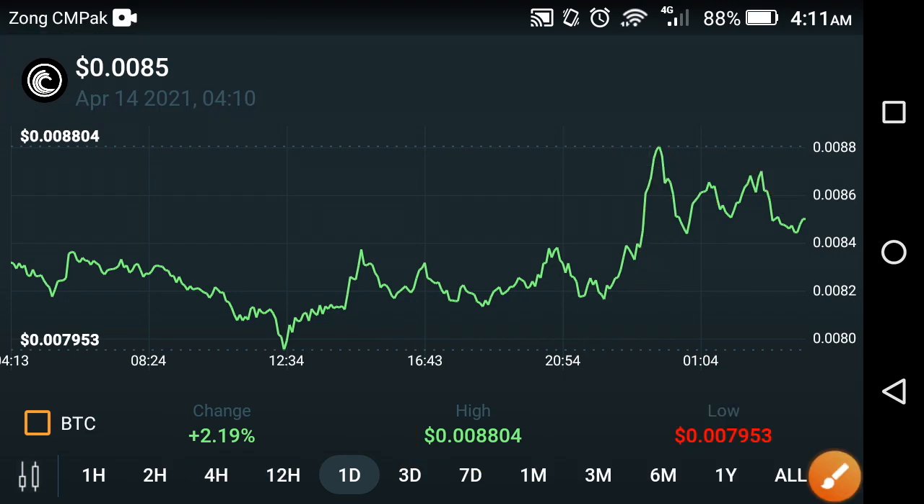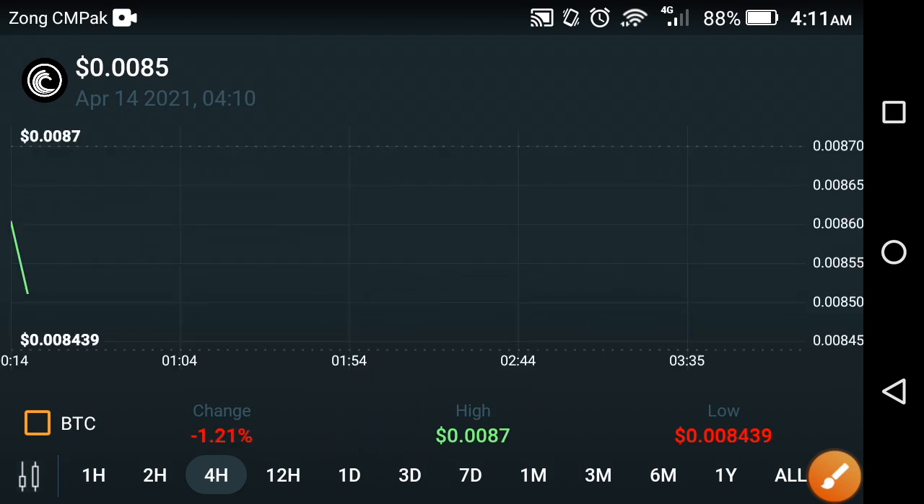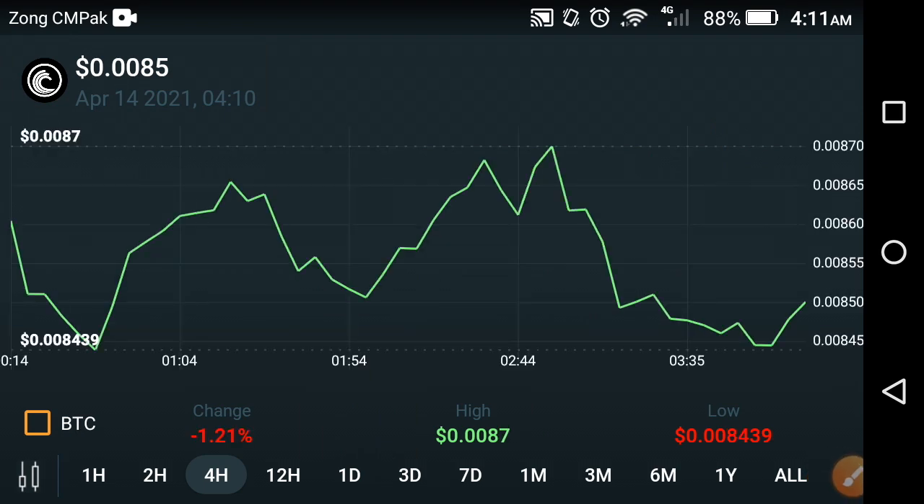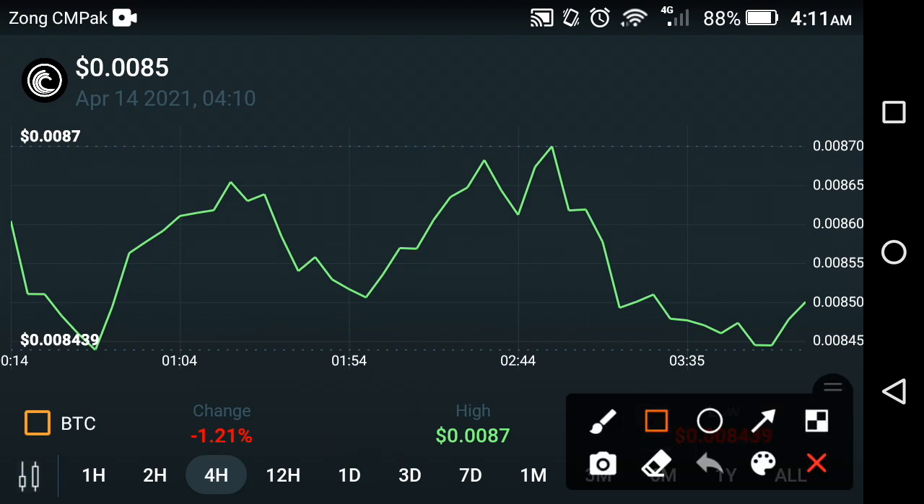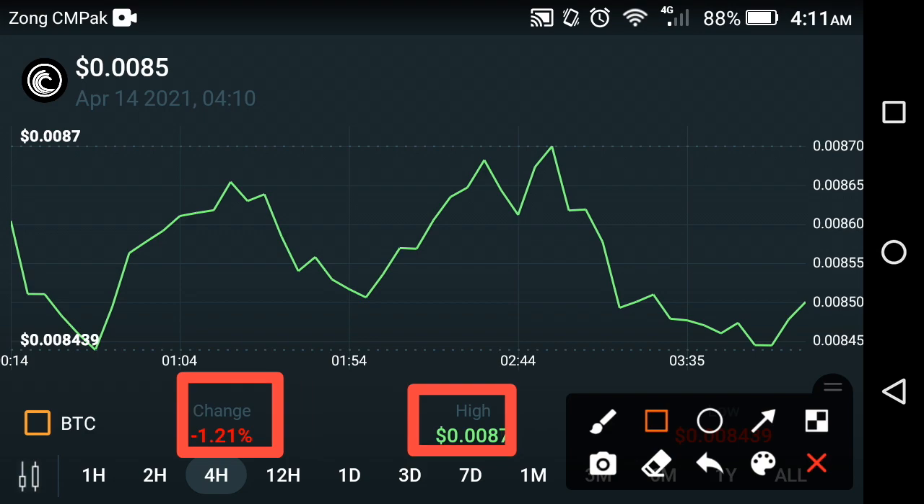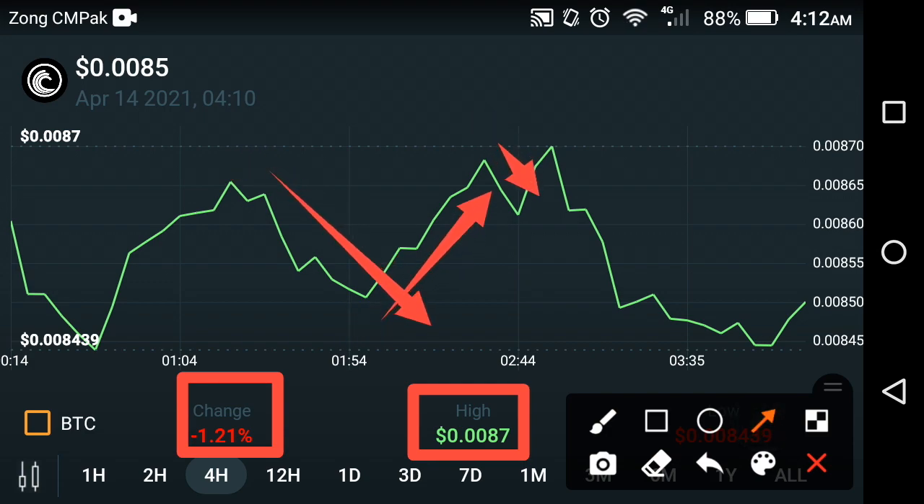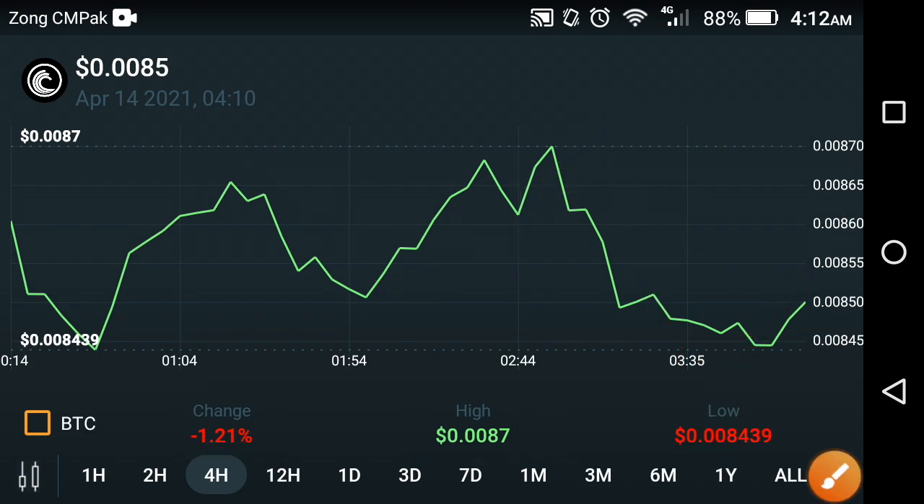Now let's see the last 4 hour price predictions. What's the change in the last 4 hours? The last 4 hour price prediction is absolutely negative, as you can see here, negative 1.21%, and the high price is 0.0087 USD for Bittorrent coin in the last 4 hours. If we look at the graph, it falls down for a little time, takes a jump, falls down, takes a jump, falls down, and now again they are ready for a jump. So we can't say about the future of the Bittorrent coin.